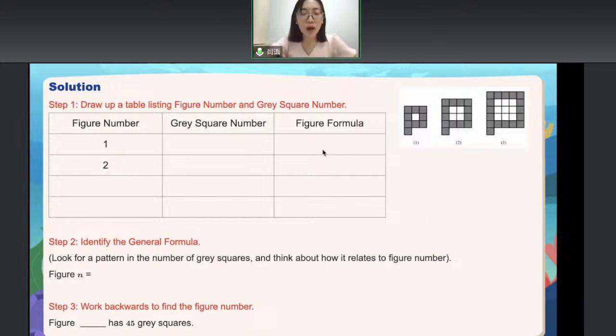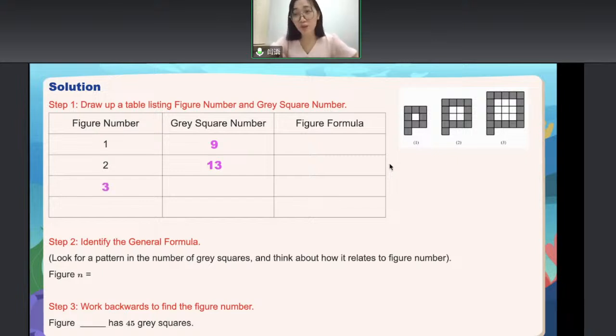When it is figure 1, how many gray squares can you see? Okay, everyone try to count. I give you 5 seconds. How many? Yeah, this is so easy, right? Okay, so it is 9. Okay, and what about figure 2? How many gray squares do we need? Yes, 13, okay?